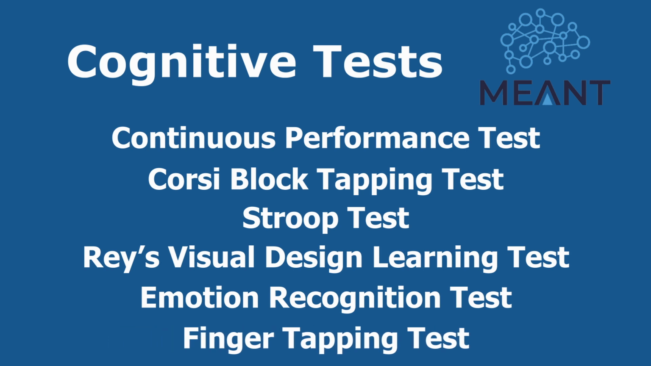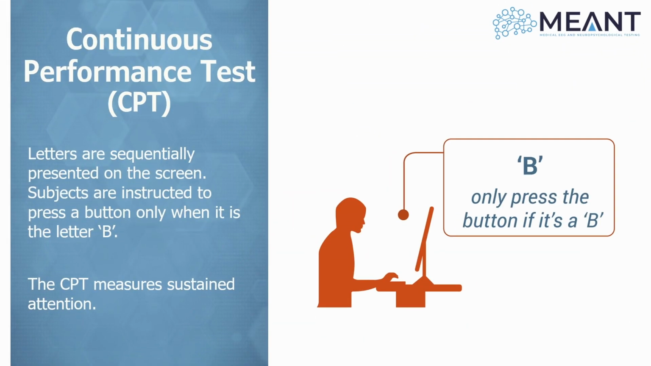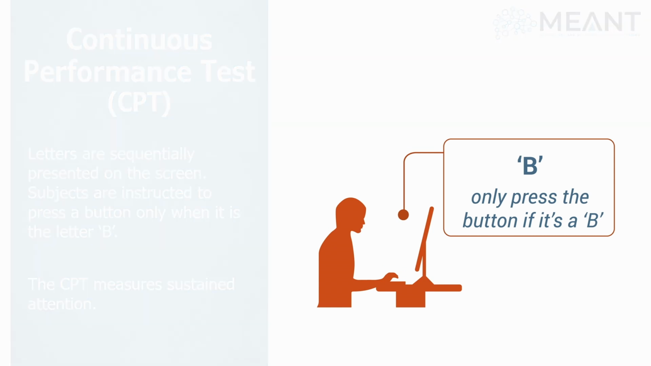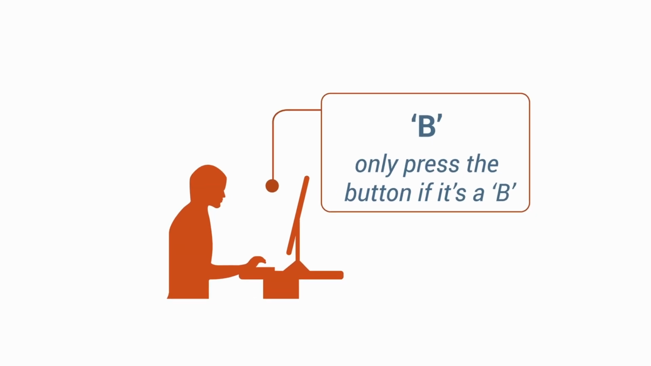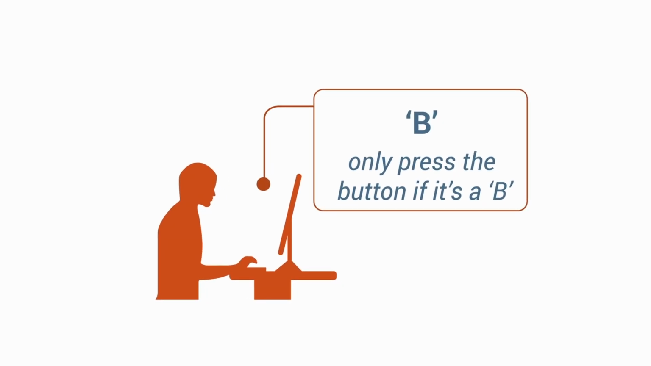Let's start with the Continuous Performance Test, or CPT for short. In the CPT, letters are sequentially presented on the screen with a pace of about 1 letter per second. Subjects are instructed to tap a button as quickly as they can when the letter B appears, but they have to refrain from responding to any other letter. The CPT measures sustained attention and is often used for diagnosing attention disorders.